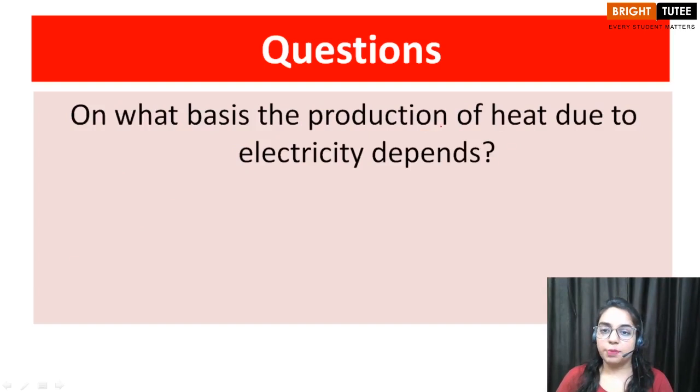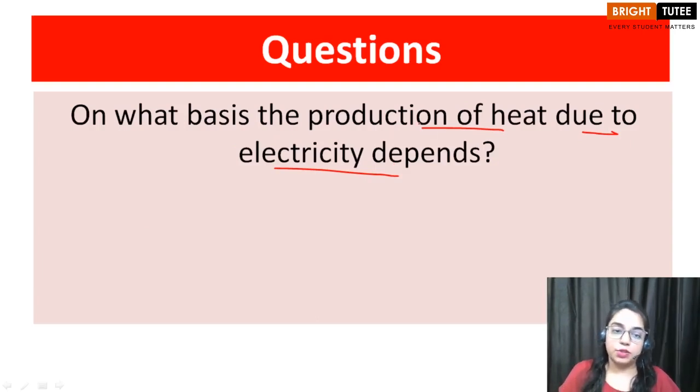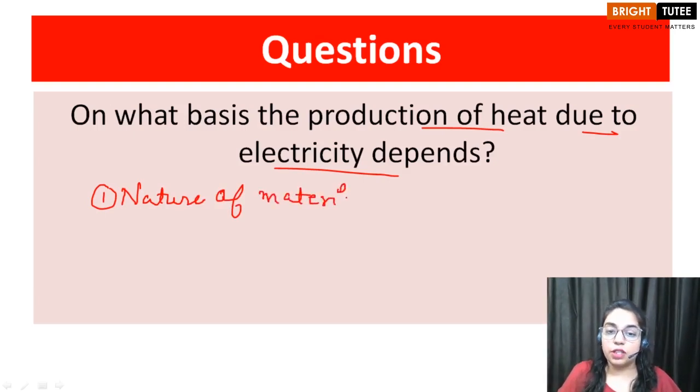On what basis does the production of heat due to electricity depend? So children, what are the factors on which the amount of heat produced depends? The amount of heat produced depends upon the nature of material, that is, what type of material we are using. Whether we are using a copper wire, or tungsten, nichrome, or for that matter a simple steel wire.